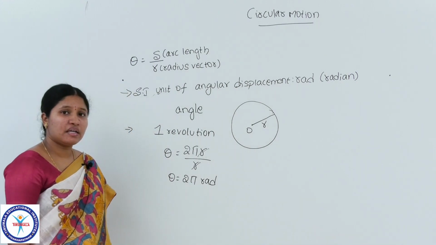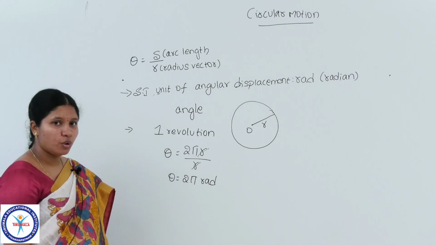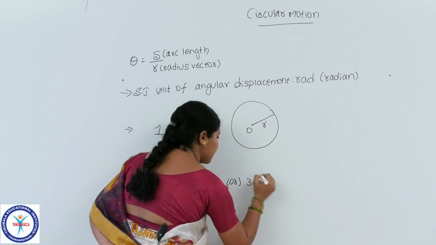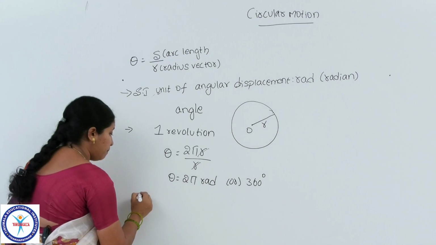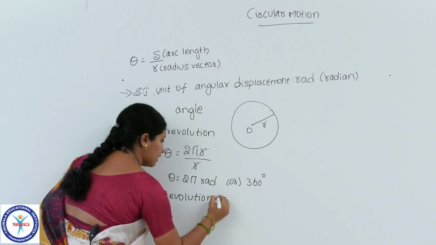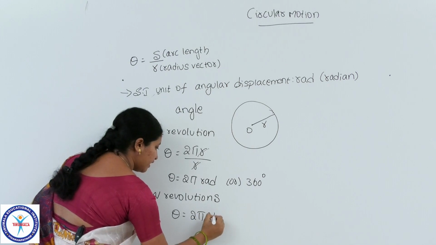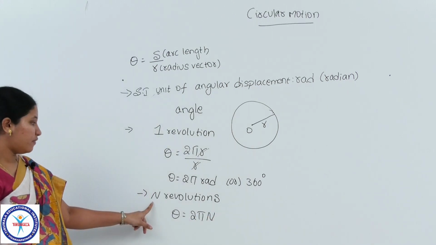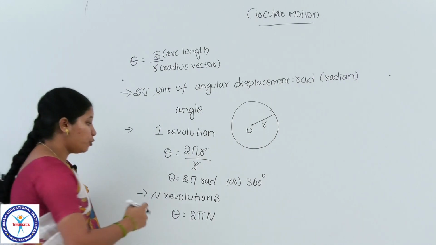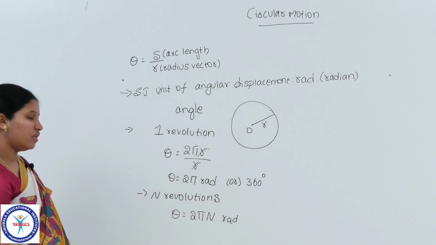So if a particle completes one revolution, then angular displacement is equal to 2 pi radians, or we can also say 360 degrees. Suppose a particle makes capital N revolutions, then angular displacement is equal to 2 pi N. So if a particle makes N revolutions, then angular displacement is given by the formula 2 pi N radians. So this is regarding angular displacement.